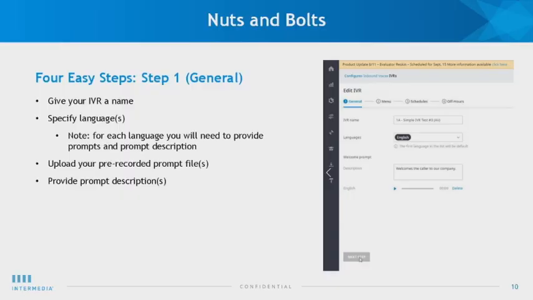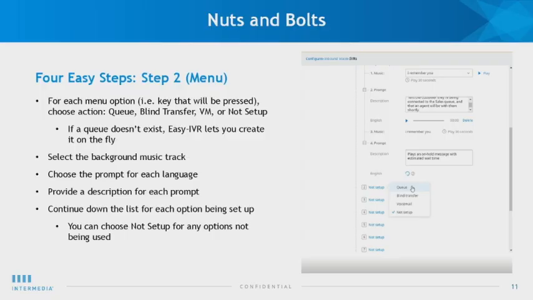Moving ahead. I'm going to go a little quicker here because I'm going to be showing most of this in the demo, so I won't go into excruciating detail. But basically, step 1, general, you give the IVR name, right? How many languages do you want? What are they? That's where you're going to specify this. And if you add extra languages, you'll see extra elements become available accordingly. You will upload your pre-recorded prompt files and provide a description for them. Pretty easy, right? That's step 1.